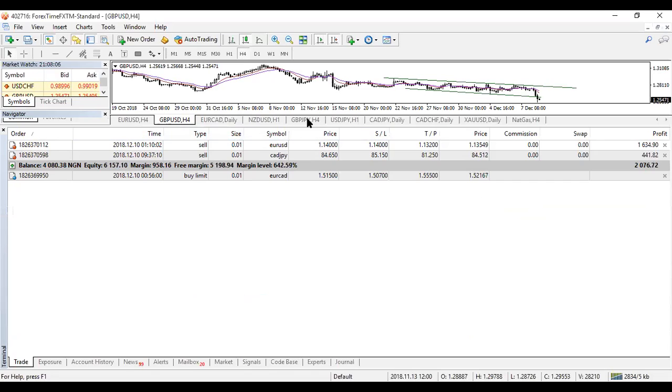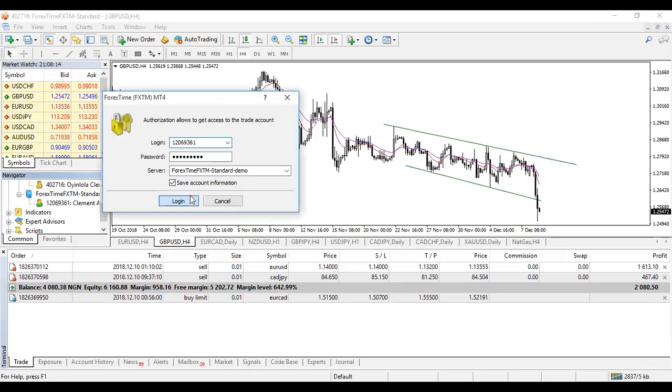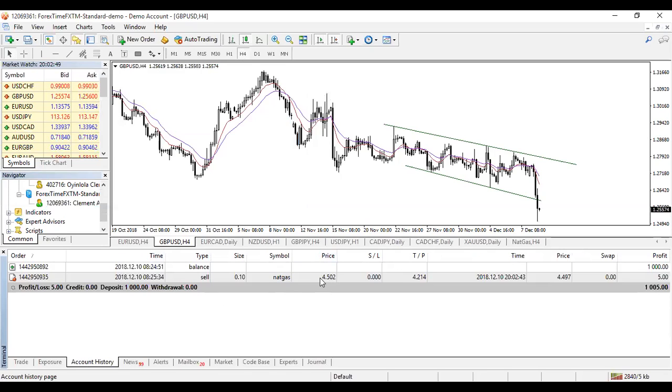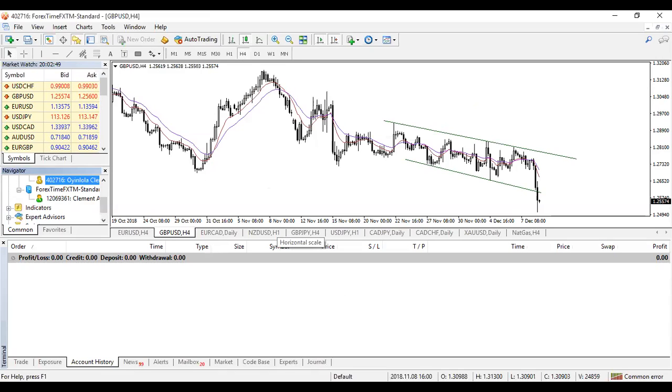If I had used 0.1, that would have been a mini lot. Let me show you another account of mine where I used a mini lot. Okay, so this is the account where I used a mini lot. I sold natural gas this morning and I used 0.1. That is a mini lot. So that is how you check for your lot size and your position size.